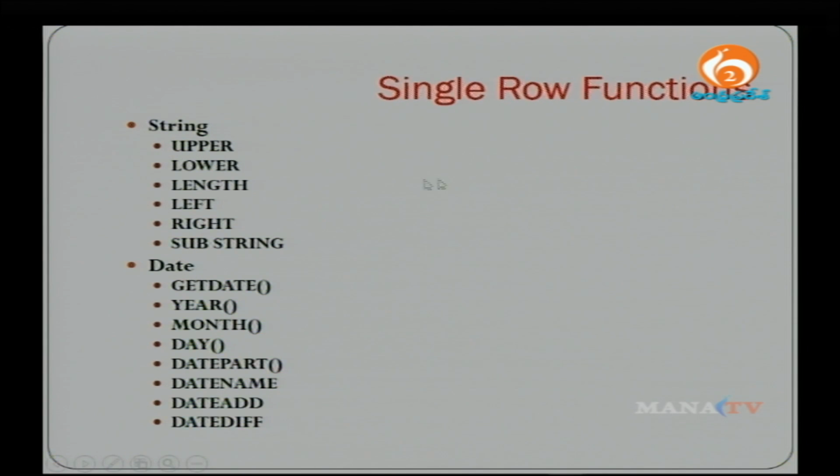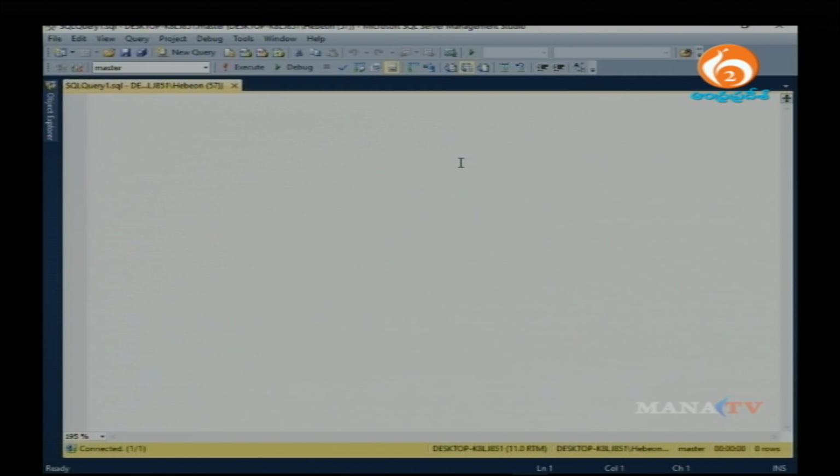The first function is the upper function. If you give any expression as input to it, it will convert your value into uppercase characters, no matter what characters you have. Now let's see the database. The database we created earlier is called e_Shopee.